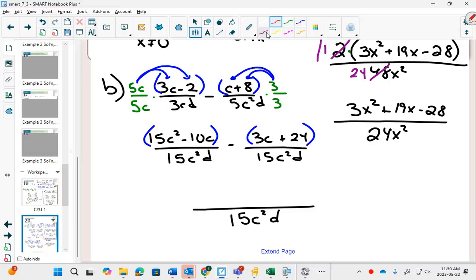So here is what I'm gonna do. I'm gonna look here. I've got just one 15c squared, so I'm gonna write 15c squared. I have a minus 10c, minus 3c. Those are like terms. I can put them together, minus 13c, and then I have the 24. There we go. And that is wrong. Don't say out loud if you see it. Wait, let everybody have a look.